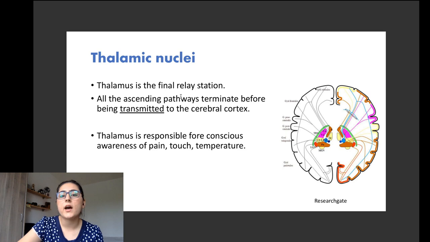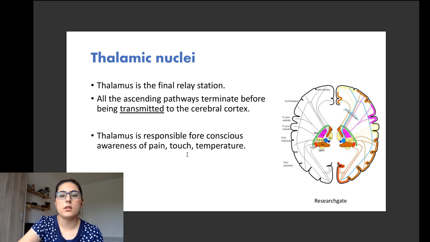Everything I spoke about is visually represented in this picture over here. It's not the best. I couldn't find anything better, to be very honest. So you can see that we have the thalamic nuclei, the cerebral cortex over here, and these fibers going in and out of the thalamus for various functions. Various functions, what are they? Touch, temperature, pain, conscious awareness, et cetera.